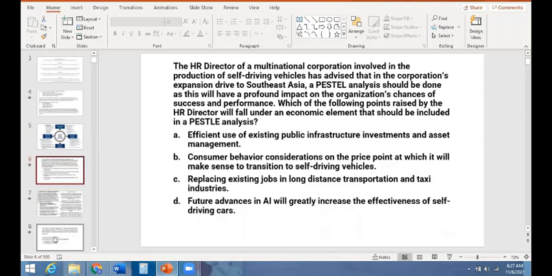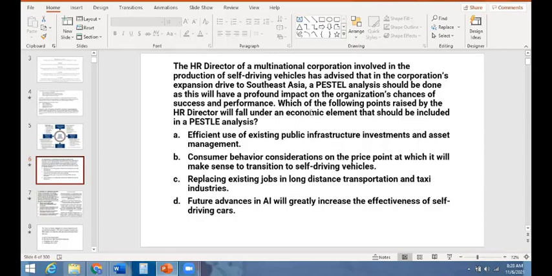All right, let's try this question. The HR director of a multinational corporation involved in the production of self-driving vehicles has advised that in the corporation's expansion drive to Southeast Asia, a PESTLE analysis should be done, as this will have a profound impact on the organization's chances of success and performance. Which of the following points raised by the HR director will fall under an economic element that should be included in a PESTLE analysis?